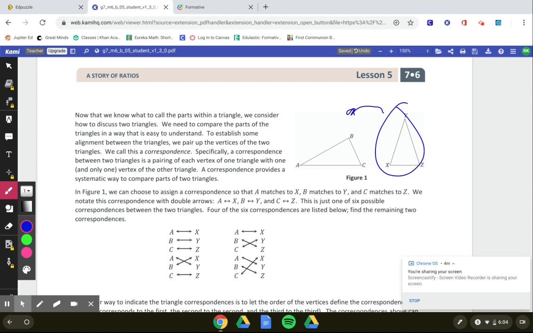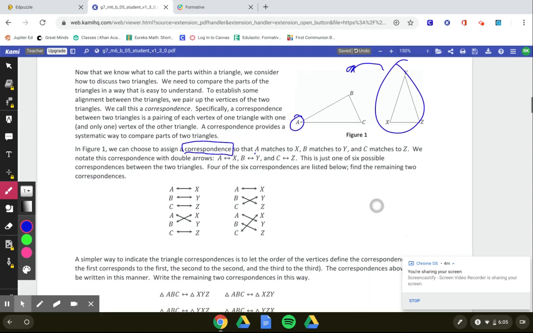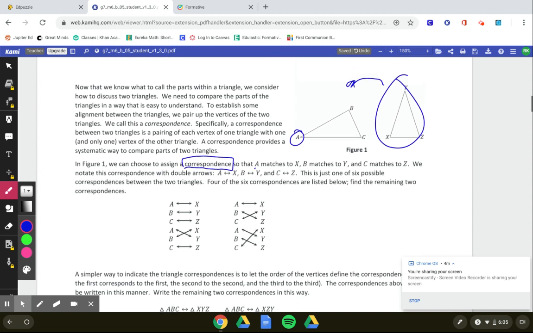We know that they're identical because it tells us that. But we want to show correspondence, and that's this word right here. What correspondence means is which point is matching up with which other point. In this case, when we look at this, we would say that point A matches up to point X.